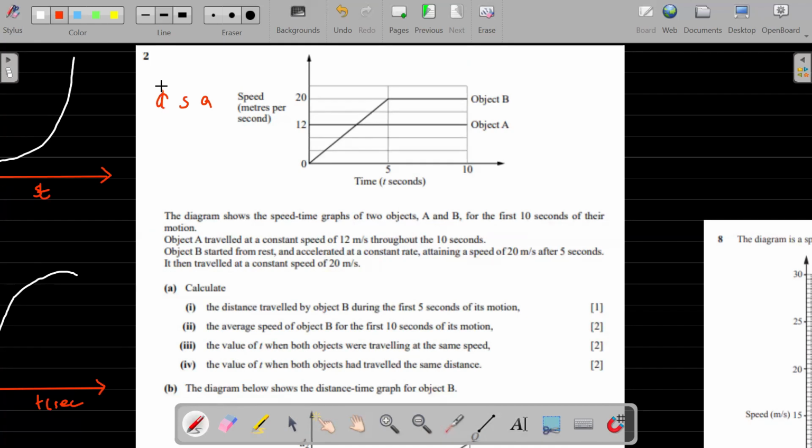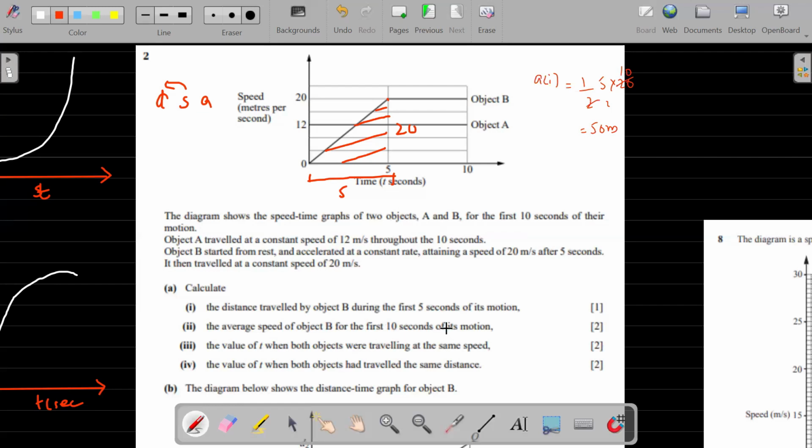So he's asking for distance. So from a speed-time graph to distance, we have to take the area under the graph. So for object B, we are going to consider this whole portion. For the first 5 seconds, the base will be 5 seconds and the vertical length will be 20. I'm going to calculate the distance traveled for the first 5 seconds, part 1. It will be half base times height, so 50 meters is my answer.